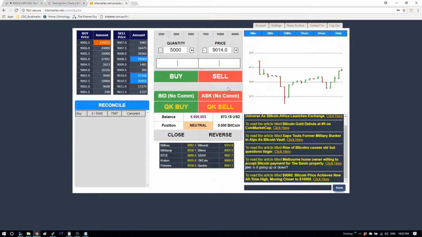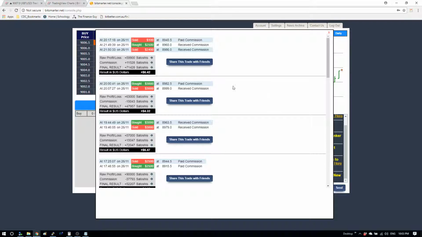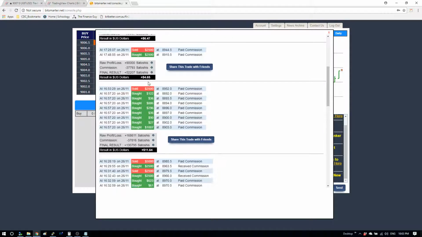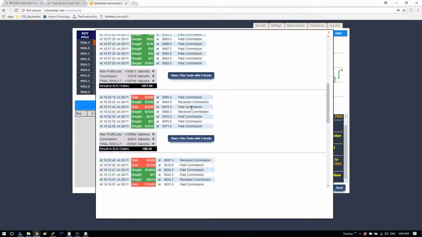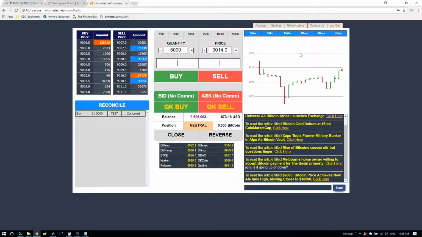And then once the trade's complete, you can press reconcile, which will go through all your buys and sells and work out what happened. So my last trade made a few dollars, so just scalping, making $6, $4, $11, $8 as the price is bouncing around.